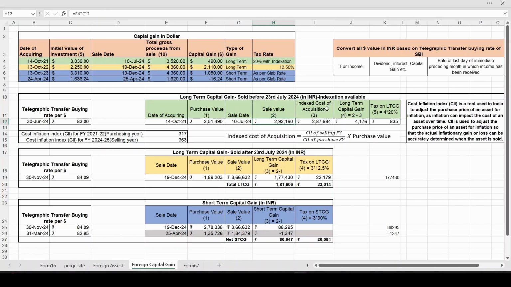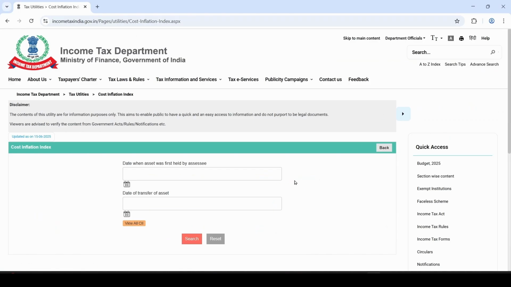Now we will calculate the indexed cost of acquisition. And this is the formula for the indexed cost of acquisition: CII of the selling year divided by CII of the purchase year multiplied by purchase value. You can get CII from the income tax website. I have given this link in the description. Click on view all CII.